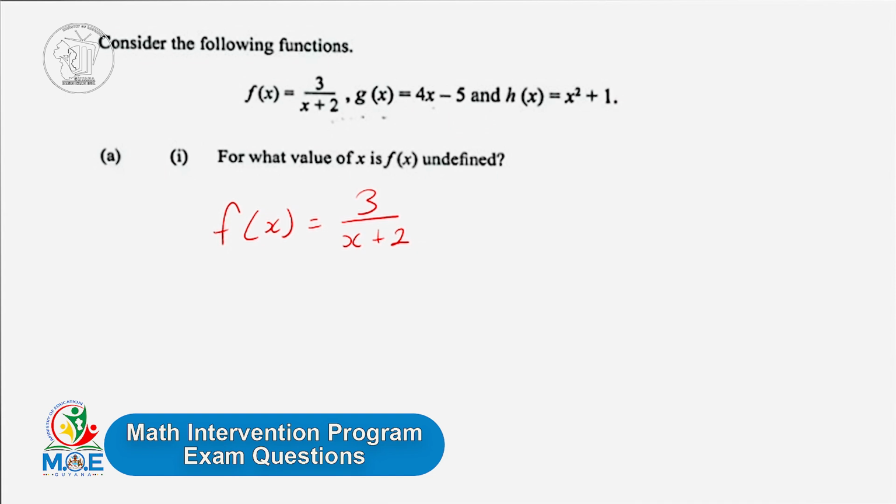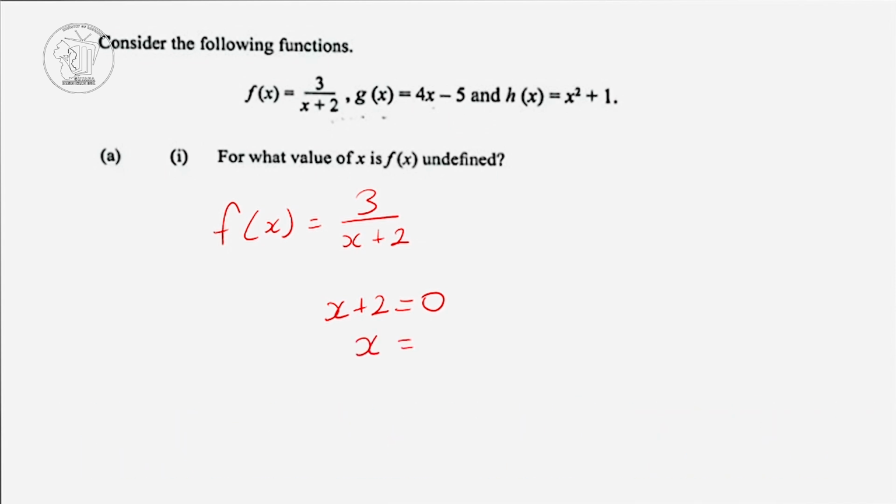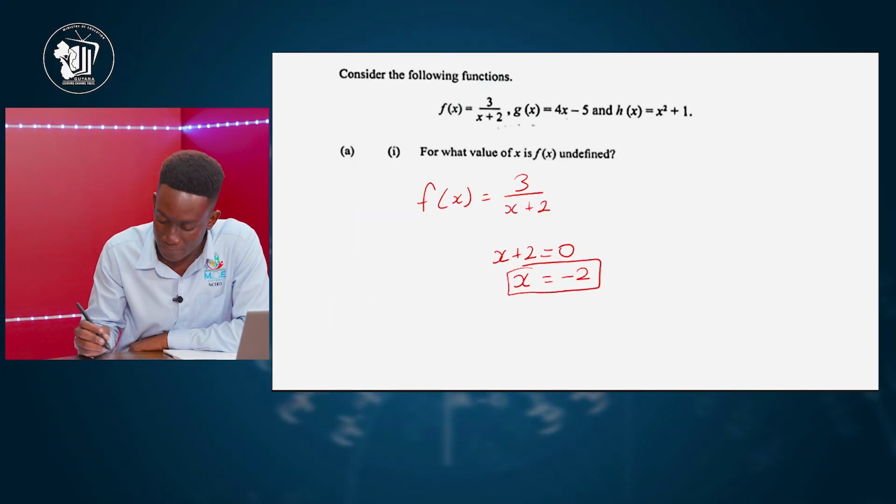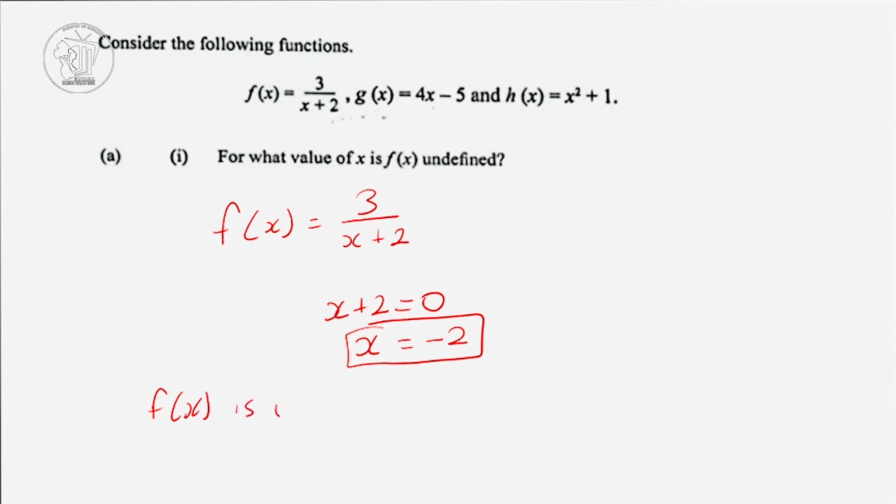So what we do is take the denominator and equate it to 0. So this will be x plus 2 is equal to 0. And then we solve for x to find the value of x for which f of x will be undefined. So x is equal to, we take over this plus 2 to become minus, and 0 minus 2 would be negative 2. And this would be our answer, as simple as that. f of x is undefined at x equals negative 2.